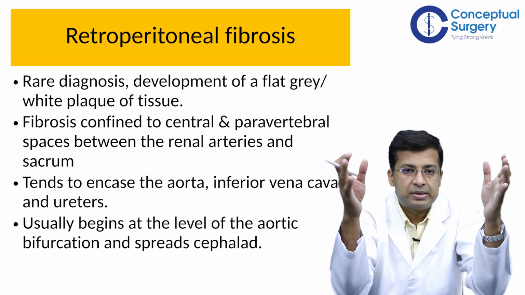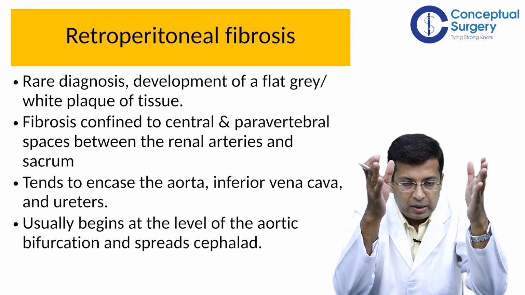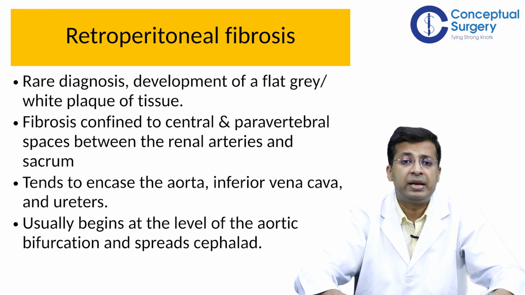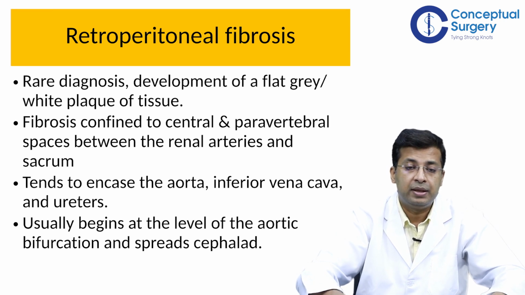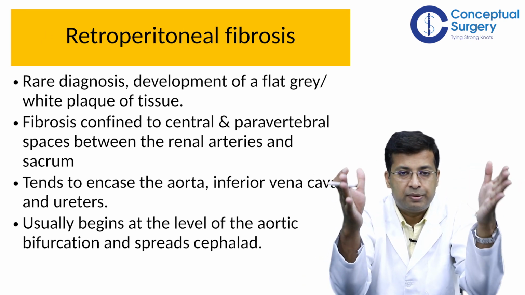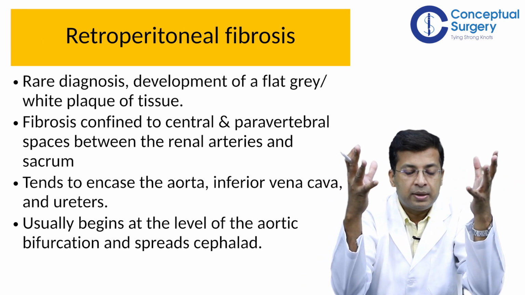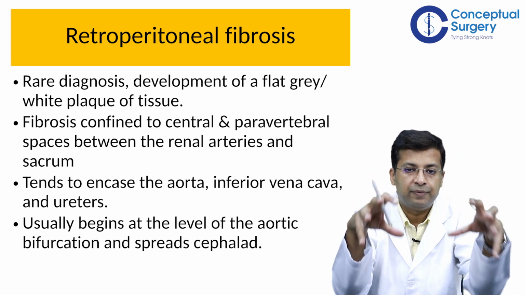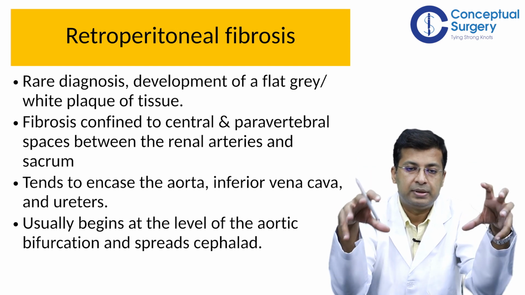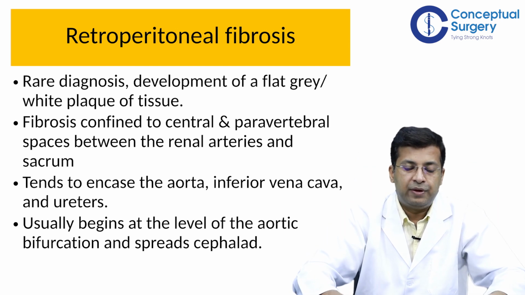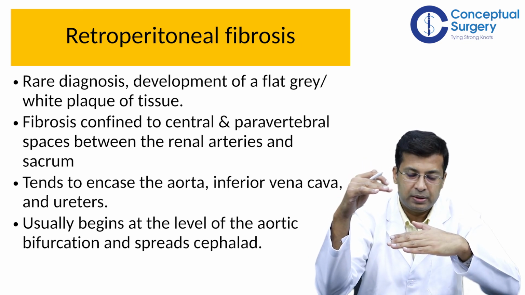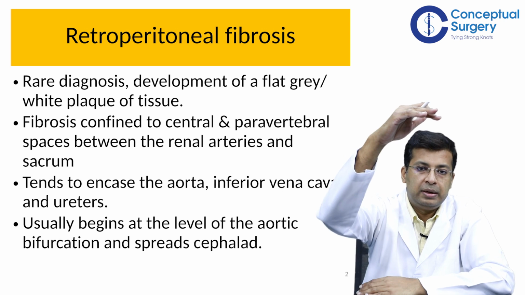So this fibrosis is confined to the central and the paravertebral regions, and therefore tends to encase the aorta, the inferior vena cava, and the ureters, which are the structures running in the central and paracentral locations in the retroperitoneum. Now you can understand that encasement of the aorta, the inferior vena cava, and the ureters can have catastrophic clinical presentations. Usually, the fibrosis is confined to the space between the aortic bifurcation, which is present at the sacral promontory, and the renal arteries above.